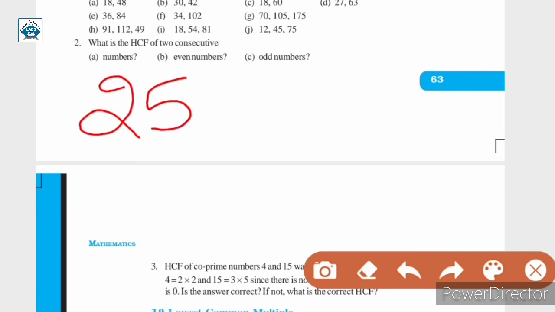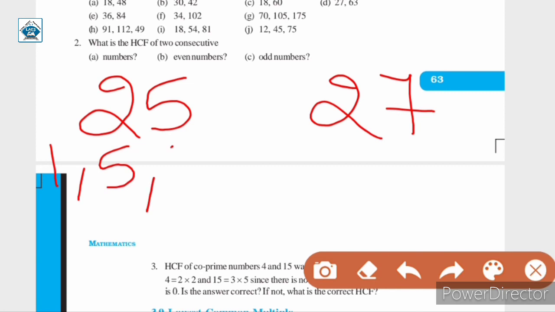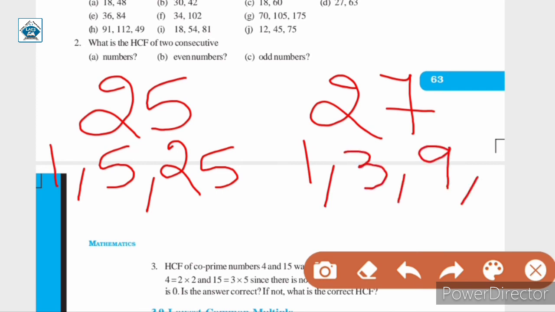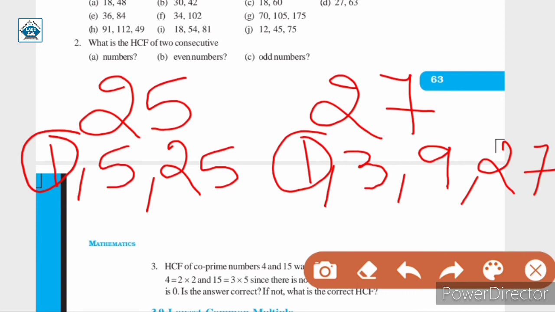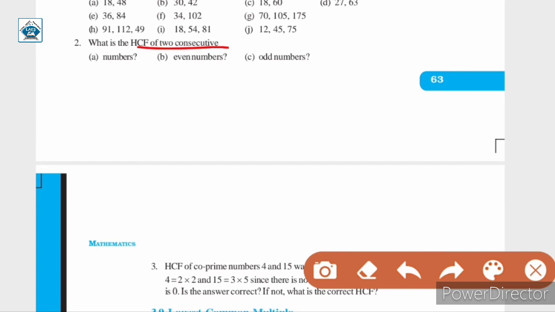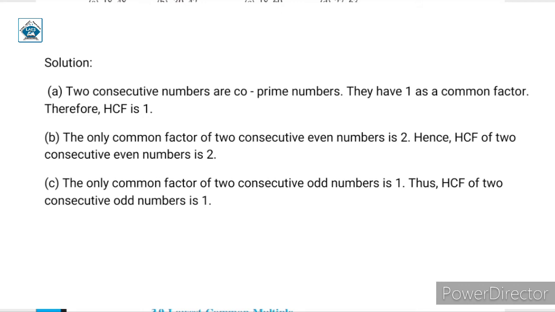25 is an odd number and 27 is an odd number. The factors of 25 include 1, 5 and 25. For 27 we have 1, 3, 9 and 27. In this case also there is only one common factor, that is 1. 1 के अलावा कोई common factor नहीं है दोनों numbers में. So we can say that the HCF of two consecutive odd numbers is 1. In this way, you have to write the solution in your notebook.